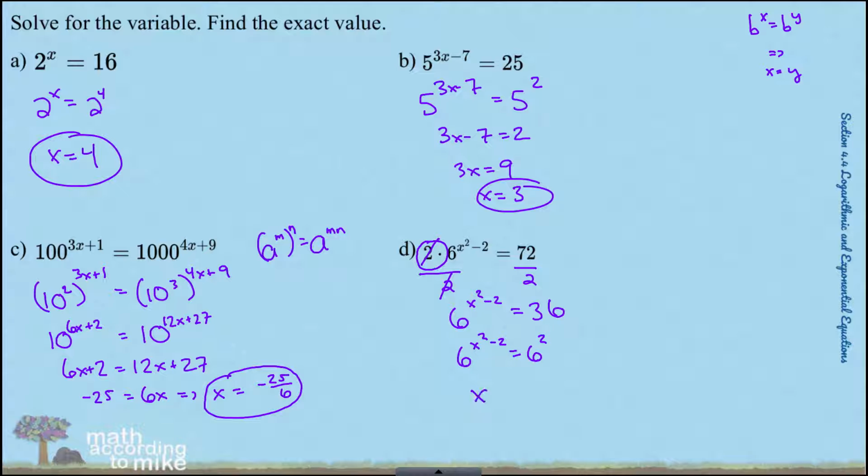Since the bases are the same, that means the exponents are the same. x squared minus 2 equals 2. I'm going to bring this up here, which means that x squared is 4. And take the square root. x is 2. Or is it? Remember, when you square root an equation, include a plus or minus. Always, always, always.